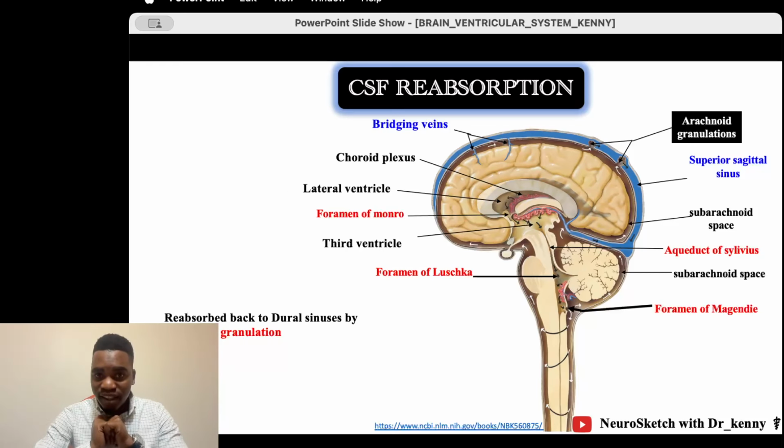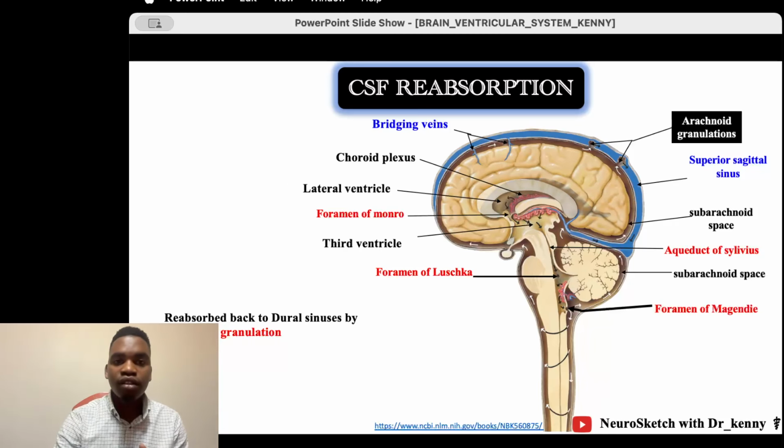But I am telling you that the structures that are essential, that are purposely made to absorb the cerebrospinal fluid, would be the arachnoid granulations. So if the question asks about the structure that is responsible for absorption of the cerebrospinal fluid, you will name the arachnoid granulations, and know the superior sagittal sinus. And of course, after this cerebrospinal fluid is reabsorbed, it is presented to the superior sagittal sinus, among other dural sinuses.